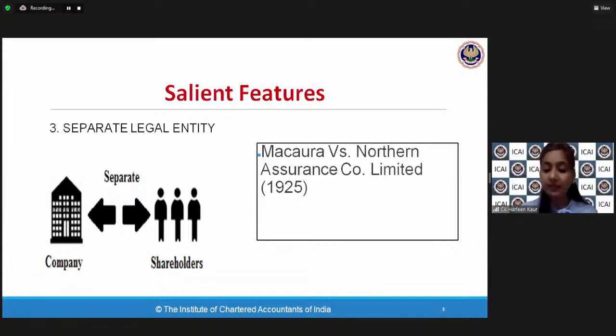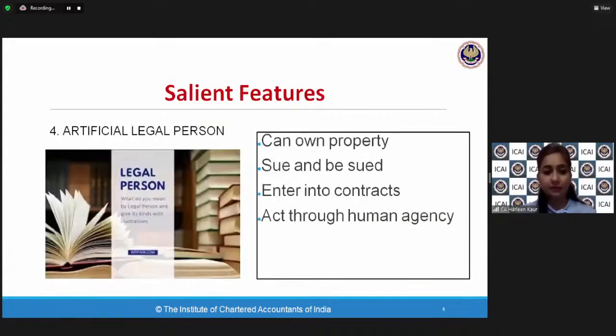Okay, don't worry, we'll read this case law from the study material and we will talk about this. As of now, simply remember the concept of separate legal entity. And after that, artificial legal person, it's existing in the books. I've shown you clearly legal person. What do you mean by legal person? Means it's existing in books.